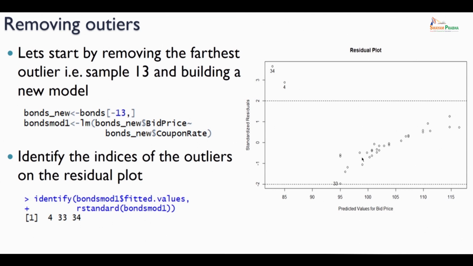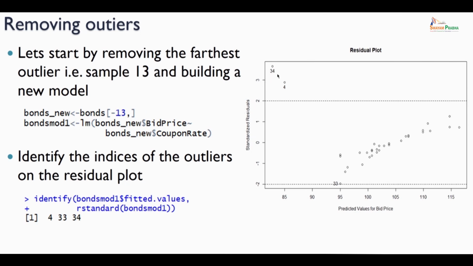So on my right I already have the residual plot with the outliers being identified. From the snippet we can see that for the new data, my 4th point, 33rd point and 34th point are being identified as outliers. Now this new data will contain only 34 data observations because we have already removed one observation.